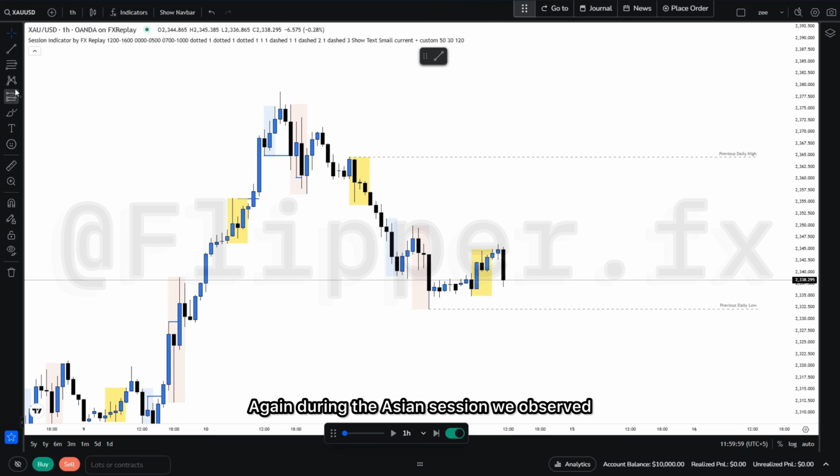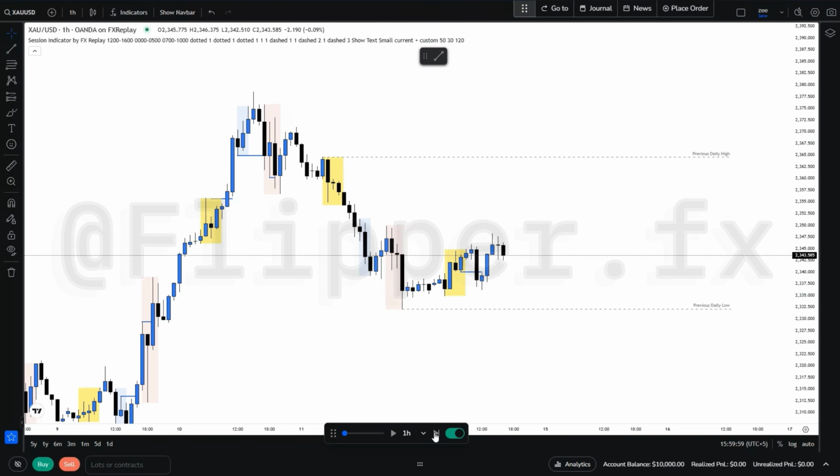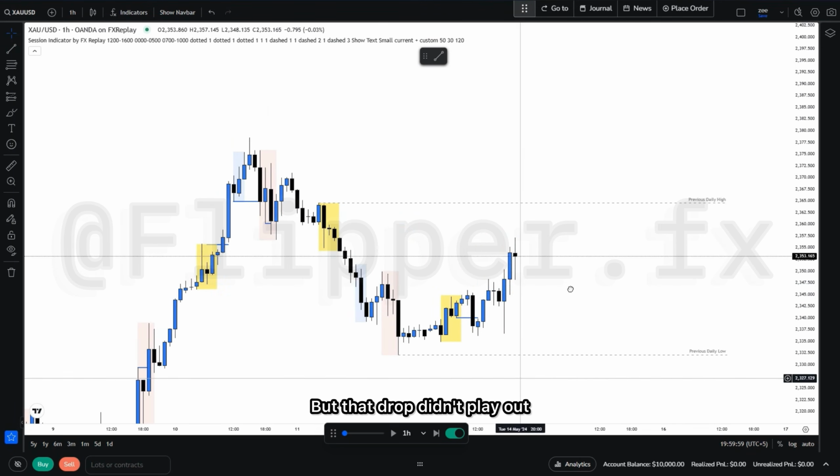Again, during the Asian session, we observed a break of an internal low indicating a possible further drop. But that drop didn't play out.